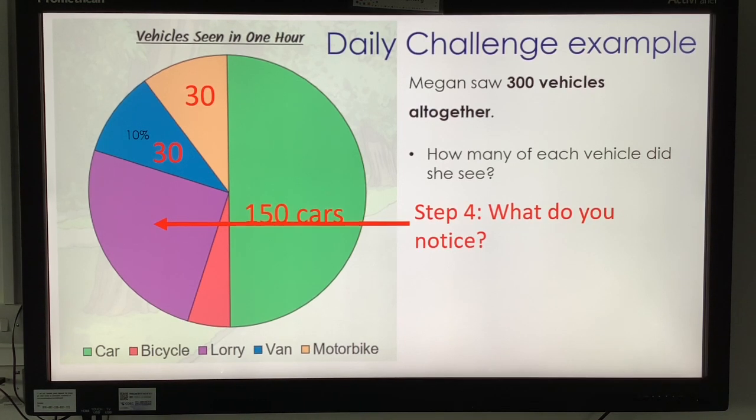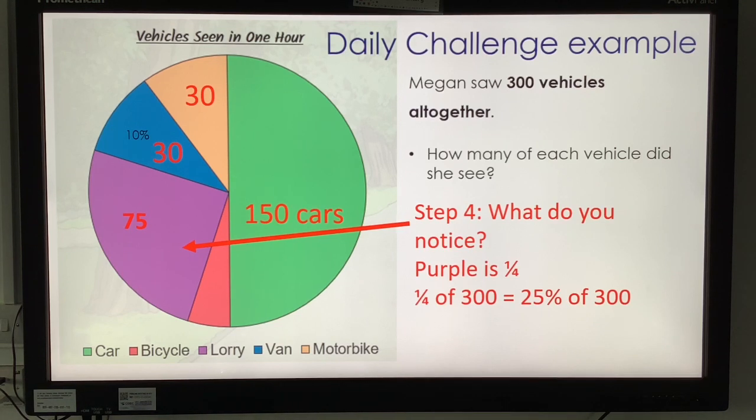Now I want you to have a look at the purple segment, the part representing lorries. Again, talk to yourself if you like, or the person next to you, or whoever you like. Can you spot something special or important about lorries? So hopefully you've had a think. Now, it's trying to trick you a little bit because the bicycle segment is making it appear slightly differently. But hopefully you notice that that is actually a quarter. And that tells us that is 25%.